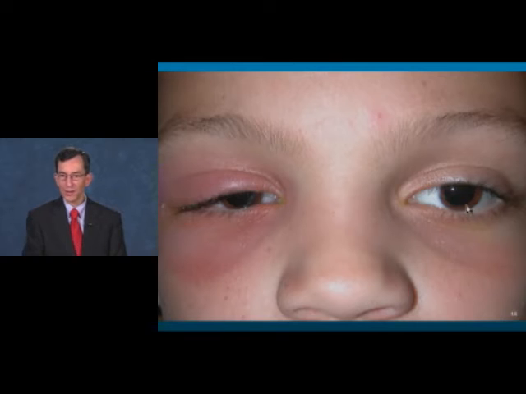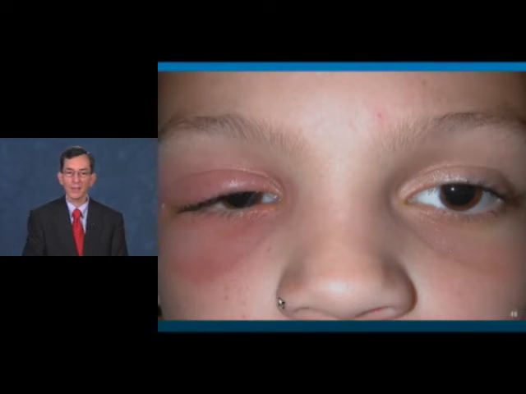This picture, first of all, I have to mention that child has had ophthalmological evaluation and has had dilating eye drops put in. So let's ignore the pupils. But this would be a classic presentation for periorbital cellulitis or preseptal cellulitis. There's erythema, there's swelling.